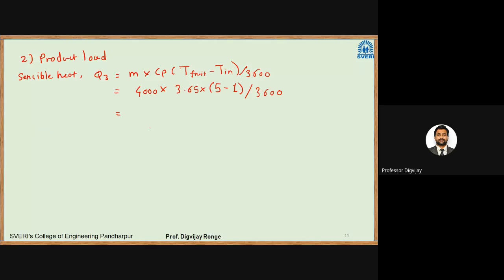One answer I am having is 1.62. So please calculate properly because I am having some different values here. So 4000 kg per day into 3.65 is its specific heat into delta T divided by 3600. So the answer given by Chandraprabha is 16.22 kilowatt hour per day.